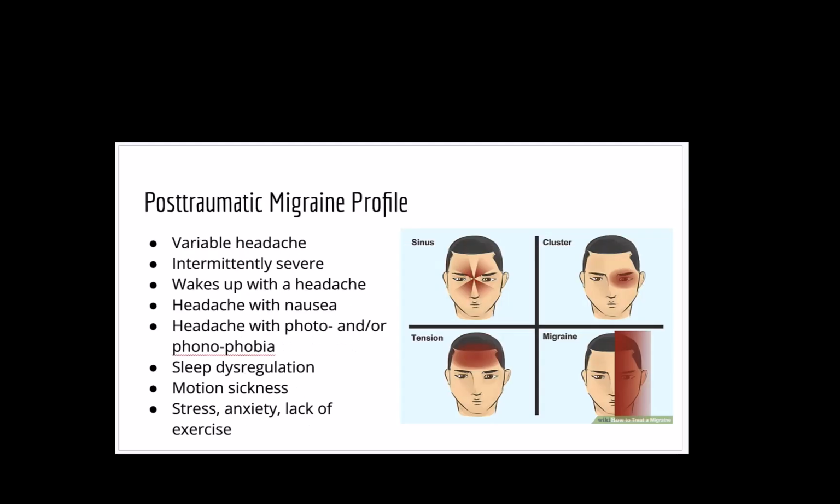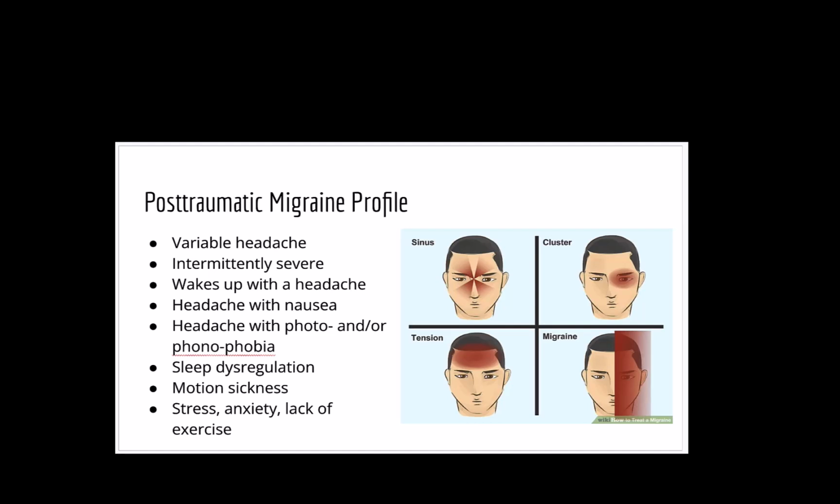Post-traumatic migraine profile, this is the type of headache where it's typically unilateral. They'll often wake up with a headache, not to be confused with the cognitive profile where they typically have a headache develop more towards the end of the day, but they feel really good in the morning. This is a person that feels bad from the very beginning. That headache may be associated with nausea. They may be sensitive to light, maybe sensitive to sound, and that might actually aggravate their symptoms even more.